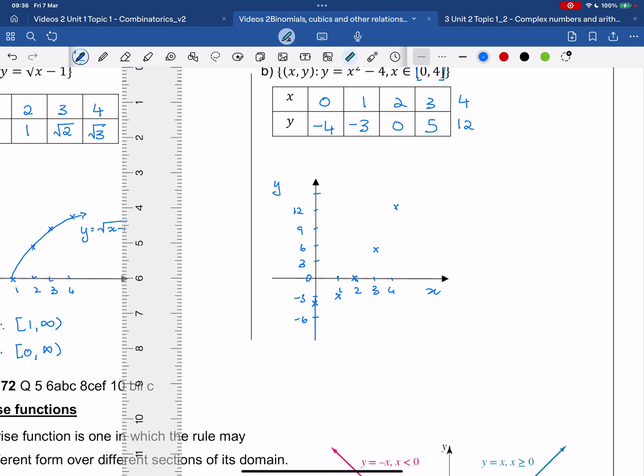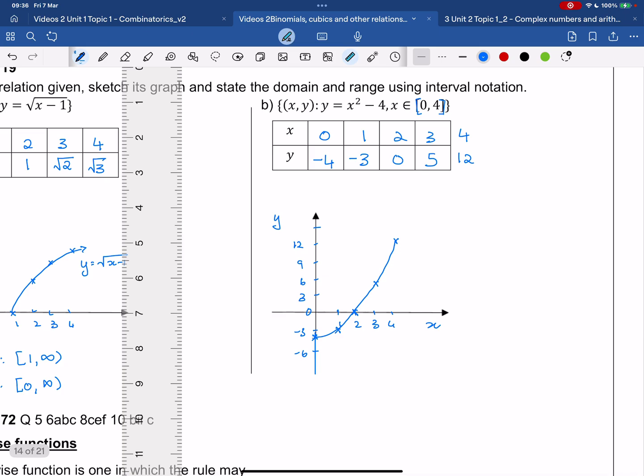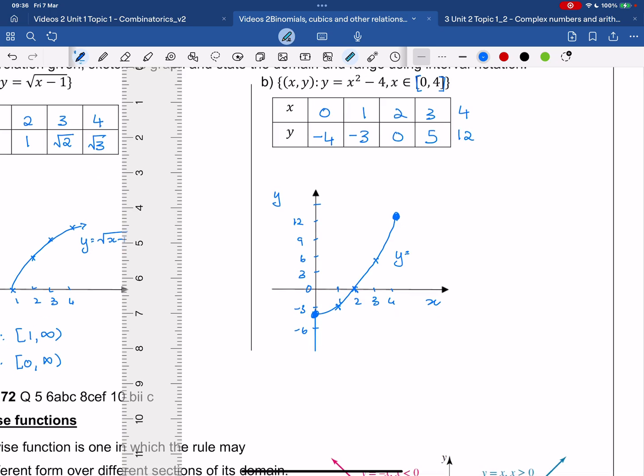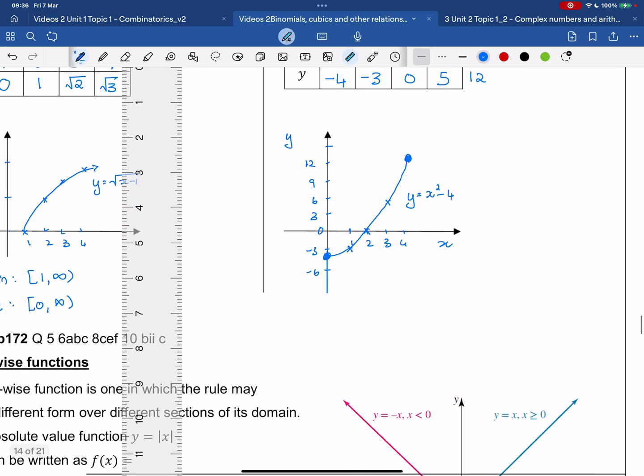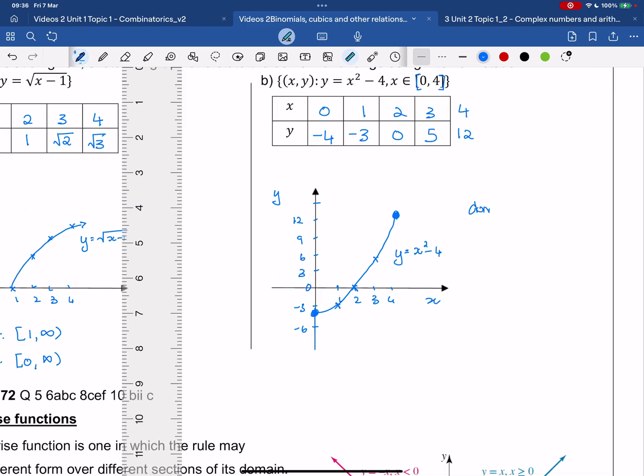And I'm going to draw this. But now be careful, because of this interval notation, they're telling me that I need a colored in dot there and a colored in dot there. So please make sure that you include those when you're doing your sketching. Okay, and our domain, well, they've given that to us. It's 0, 4. And then our range is going to go from our most negative y value to our most positive y value, and we're including both of them. So -4 to 12.